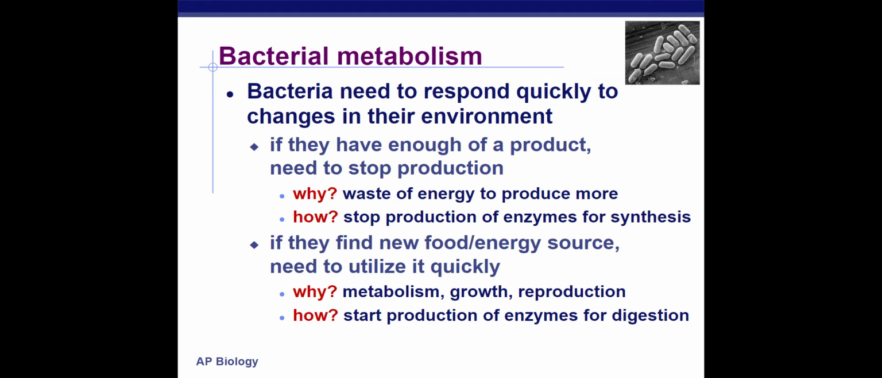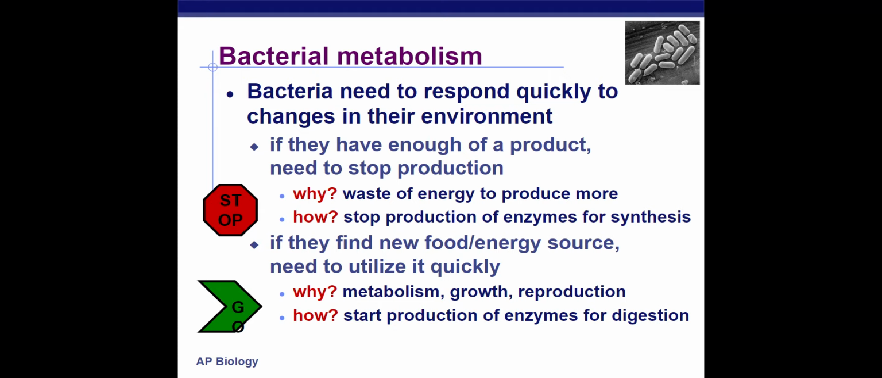There are two general types of ways they regulate genes. The first is when they have enough of something. This is usually a gene that's continually on, but if they stockpile enough of something, they need to shut that off so they're not wasting energy.